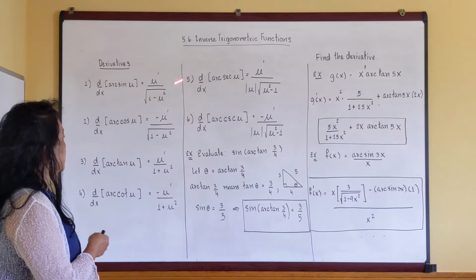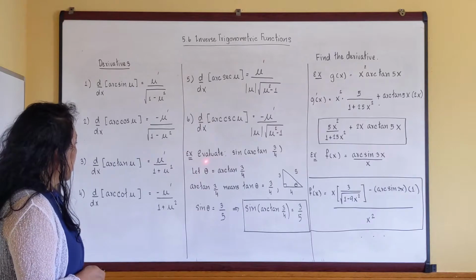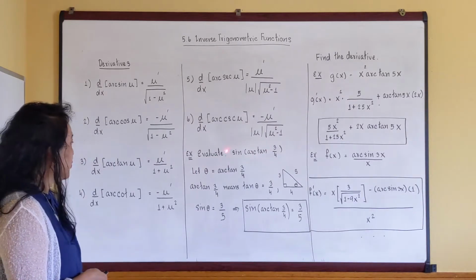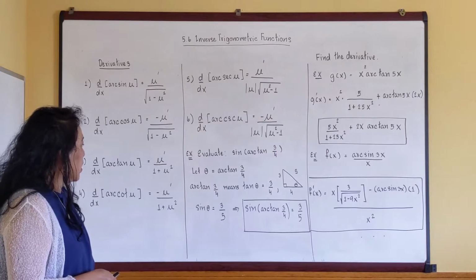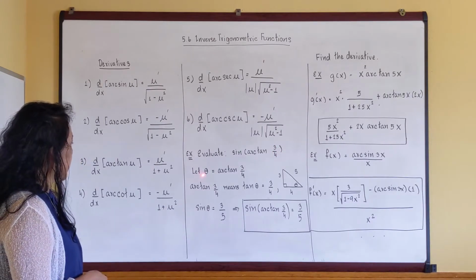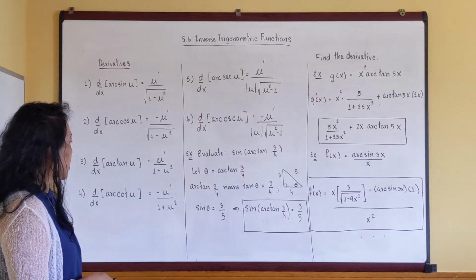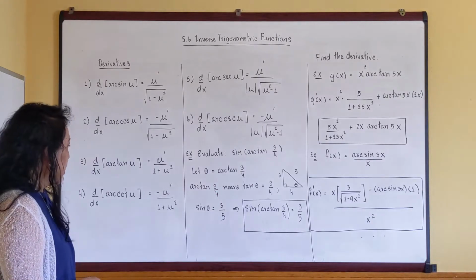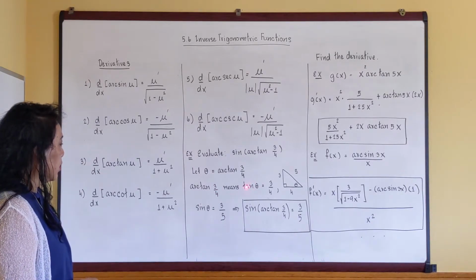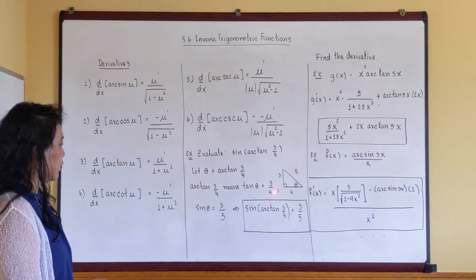Hi everyone, let's finish our last section here, 5.6. Before we go to derivatives, I just want to show one example. Let's say they want you to evaluate sine of arctangent of 3 over 4. What would you do? I let theta equal arctangent of 3 over 4. It means that theta is an angle, and tangent theta is equal to 3 over 4.